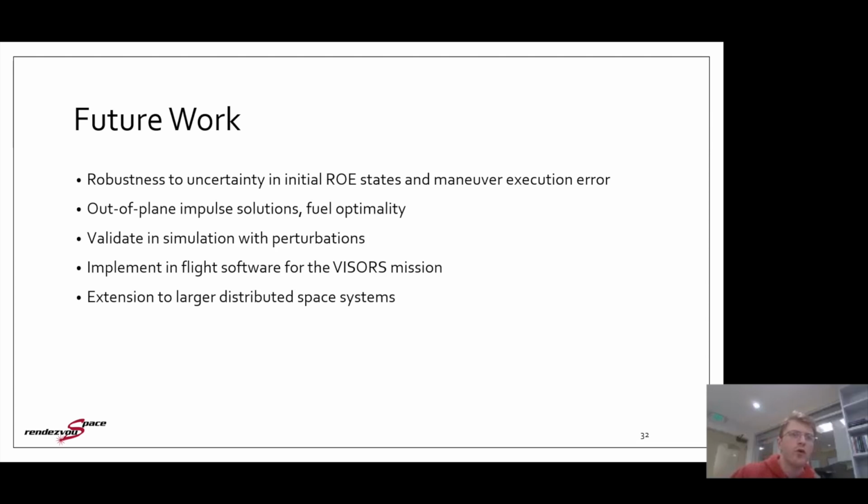That will be looked at further as I go into looking into the robustness to uncertainty in ROE states as well as maneuver execution. So particularly with the quadratic solution, you're computing exact intersections with a stricter boundary, small errors in the maneuver execution may lead to faltering outside of that boundary, or I expect to lead to faltering outside of that boundary. So taking that into account, particularly for the quadratic solution, I think will be very difficult, but the linearized solution is a way to hopefully make that more tractable.